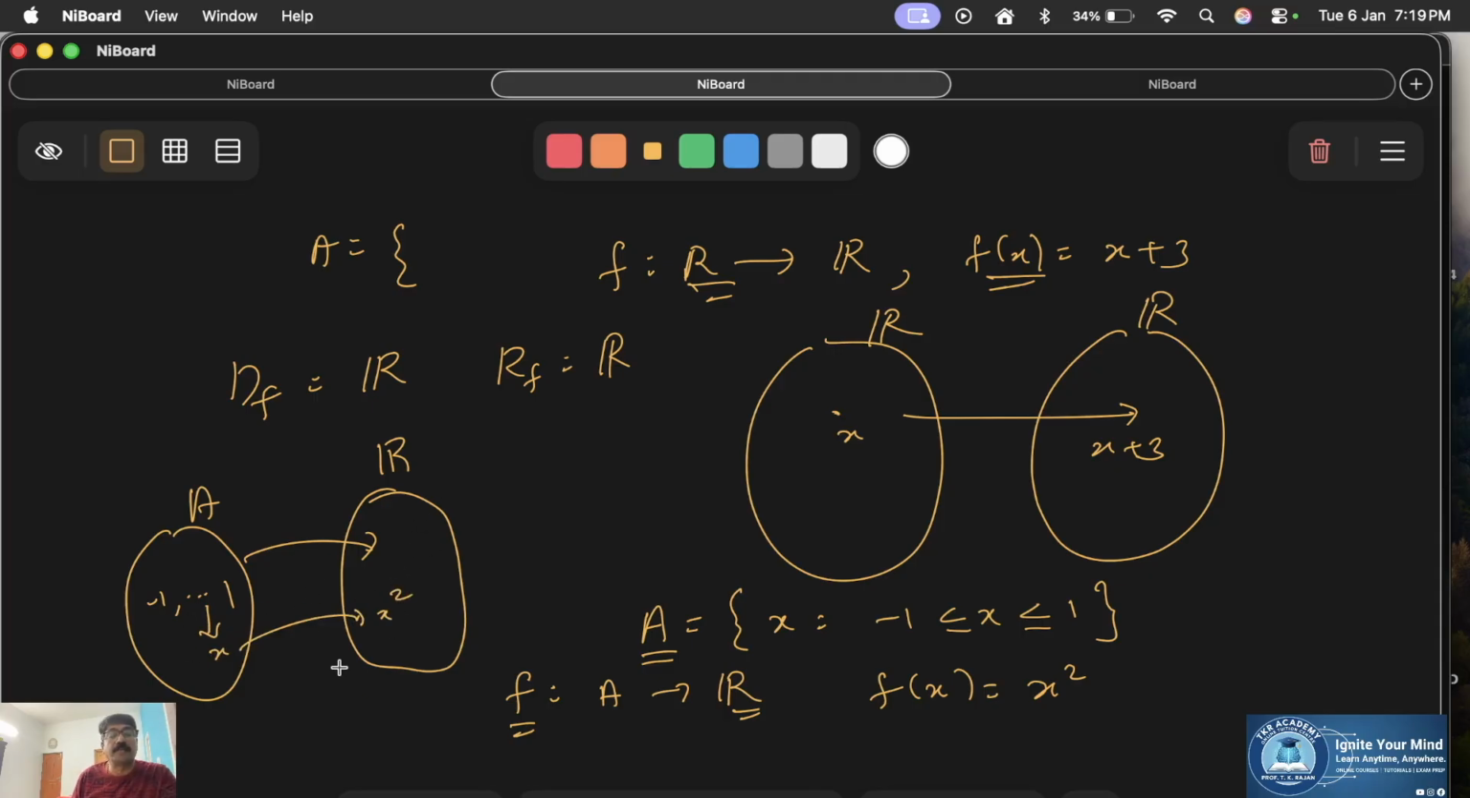Its square is a real number that varies from 0 to 1. Since x is from -1 to 1, its square varies from 0 to 1, that is, 0 less than or equal to x square less than or equal to 1. And therefore, the range of this function is the closed interval 0, 1. Domain is the closed interval -1, 1, or all the real numbers in between -1 and 1, including -1 and 1. Range of f is 0, 1.